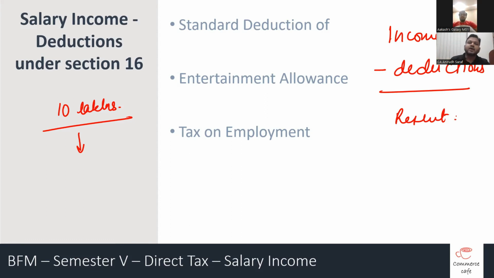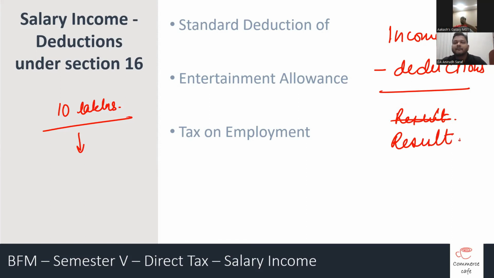So what are those deductions? What have you written, sir, after deduction? This result. Oh, result. Okay, I understand. Yes, sir, I got it.